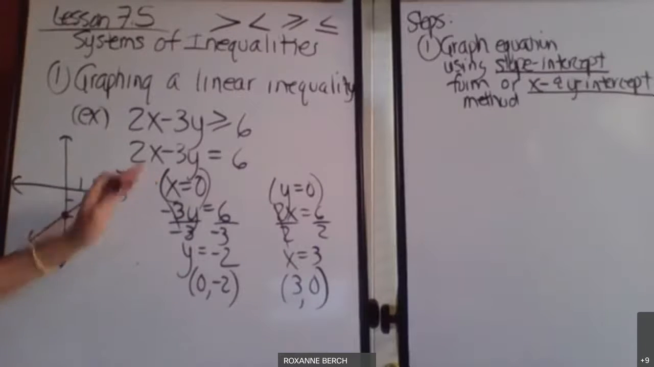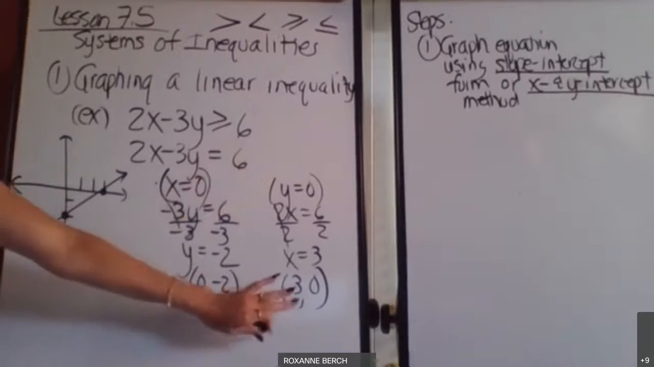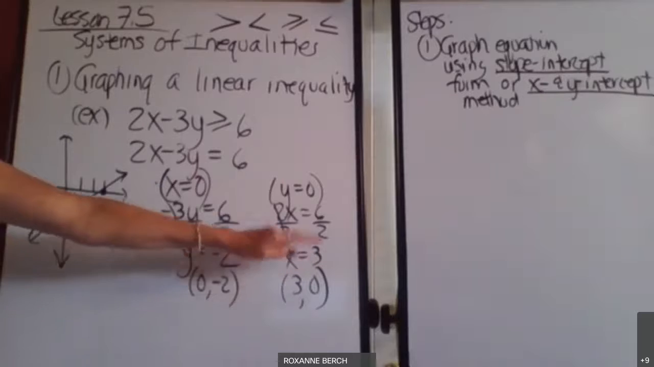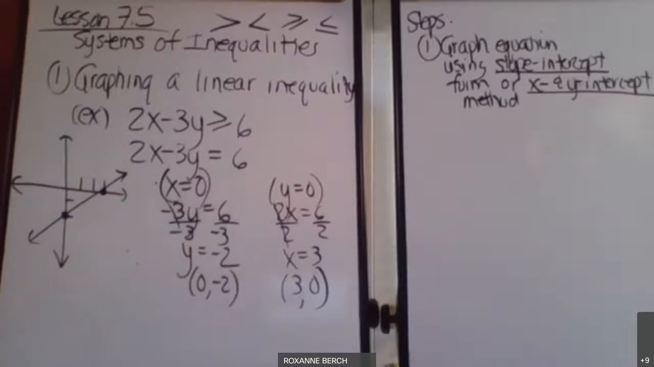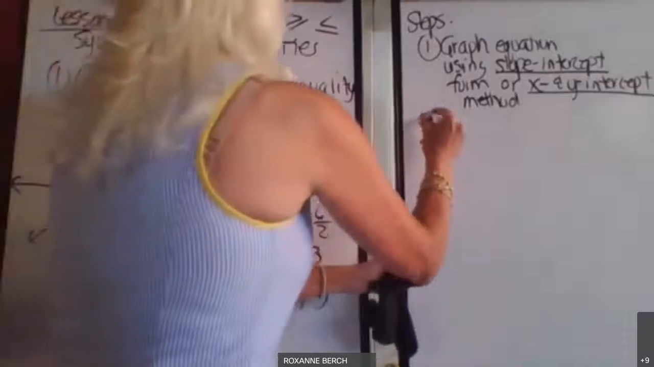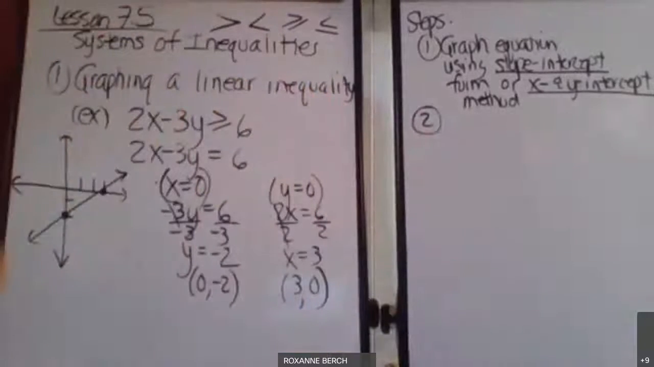So when you set x equal to 0, you're finding the y-intercept, 0, down 2. When you set y equal to 0, you're finding the x-intercept, which is right 3, 0. Make sure you don't mess up the ordered pair. Okay, now, in order to graph the inequality, that was the first step.